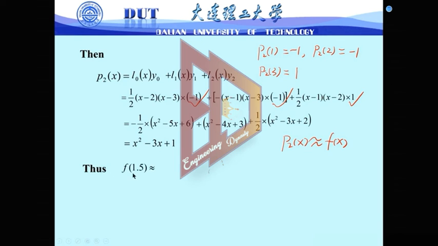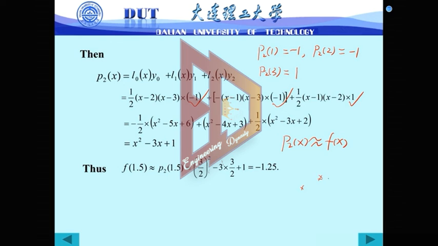That means we can use P2(x) to approximate the function f(x). If we want to find the approximate value of f at 1.5, because we know P2, we can directly compute P2 at 1.5: (3 over 2) squared minus 3 multiply 3 over 2, plus 1. Then you obtain the answer, minus 1.25. We can use this value to approximate the unknown value. So this is interpolation approximation.